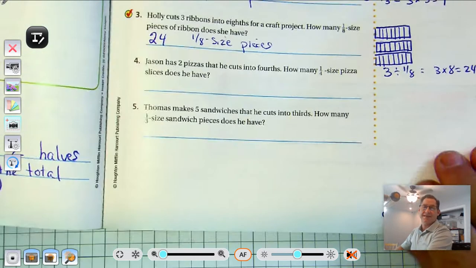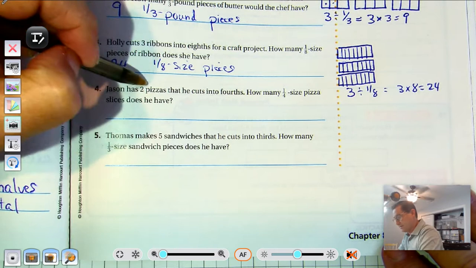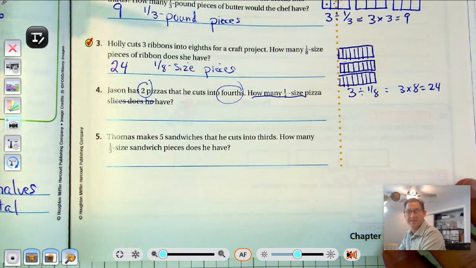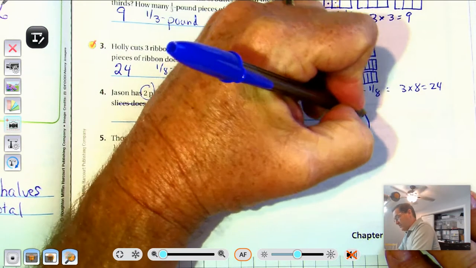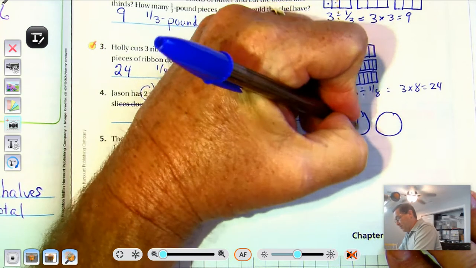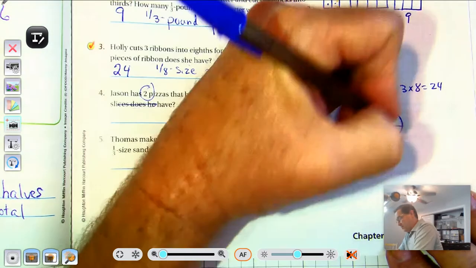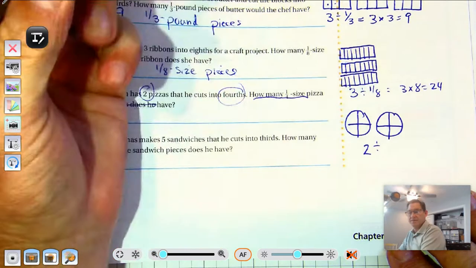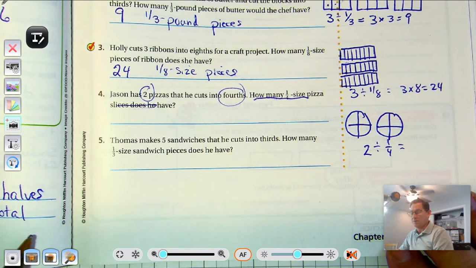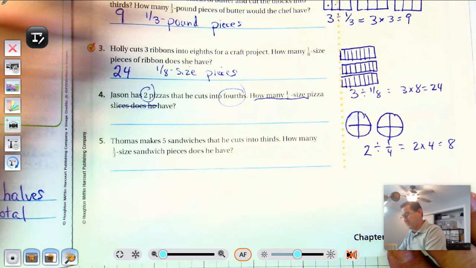Okay, number 4. Jason has 2 pizzas that he cuts into fourths. How many 1/4 slices does he have? Well, we can use circles for this one. There's our 2 pizzas. He cuts them into fourth size pieces. And so basically we're saying take your 2 pizzas and divide them into 1/4 size pieces. How many 1/4 size pieces are there? Well, there's 4 in every whole. So 2 times 4 is 8.